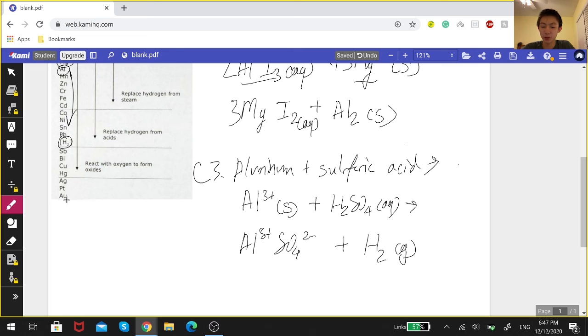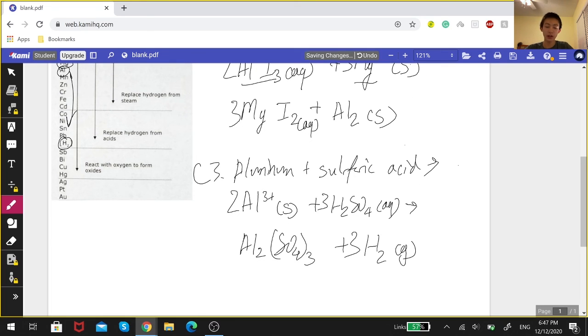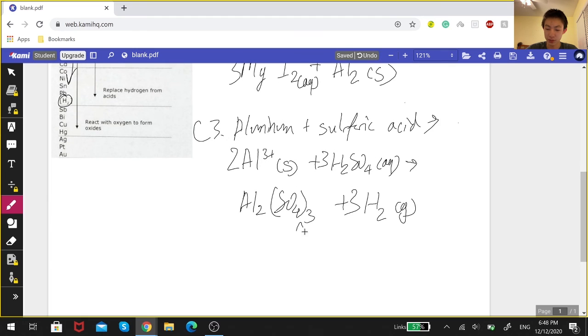Now let's balance this. With 3 plus, for every 2 of these Al, that makes 6, and there can be 3 of these sulfates, which also makes 6. Now that is balanced, so we add a 3 over here, which means the products would have 3H2. Al2(SO4)3 is aqueous, because all sulfates are aqueous except for calcium, strontium, barium, mercury, lead, and silver, which is not aluminum.